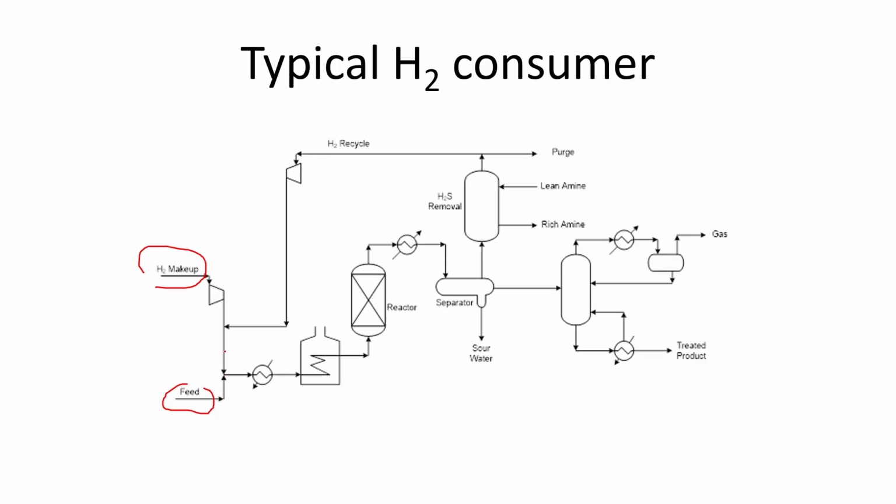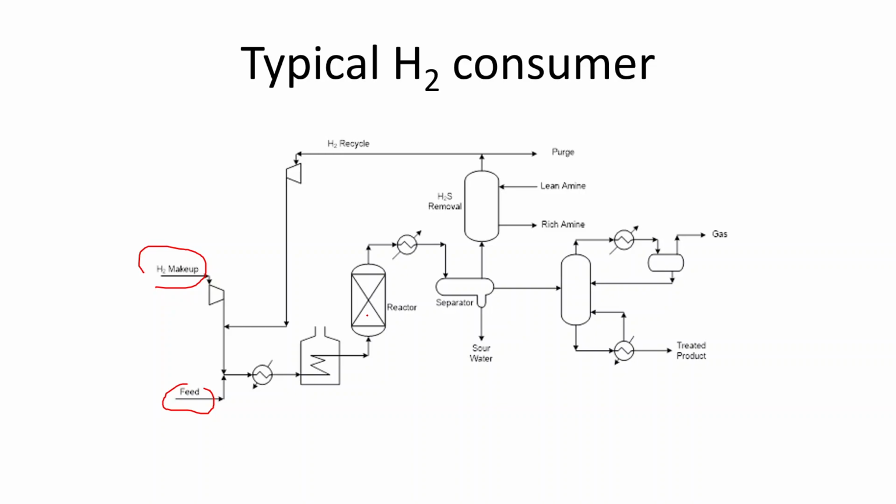So feed and then the mix with hydrogen. They go through a series of preheaters and then a heater, and then it goes to the reactor, where we have a catalytic reactor. There are different types of reactors. We're not going into detail for that, but in this case you can see it's a fixed bed reactor.